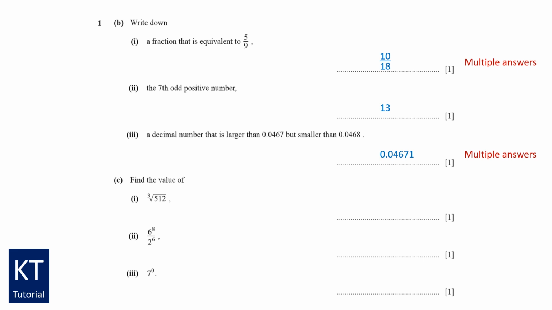0.04671 is an example. Next, find the value of the stated expression. The required value is 8. Next, find the value of the second expression. The required value is 26,244. Next, find the value of the third expression. Any number to the power of 0 is 1.